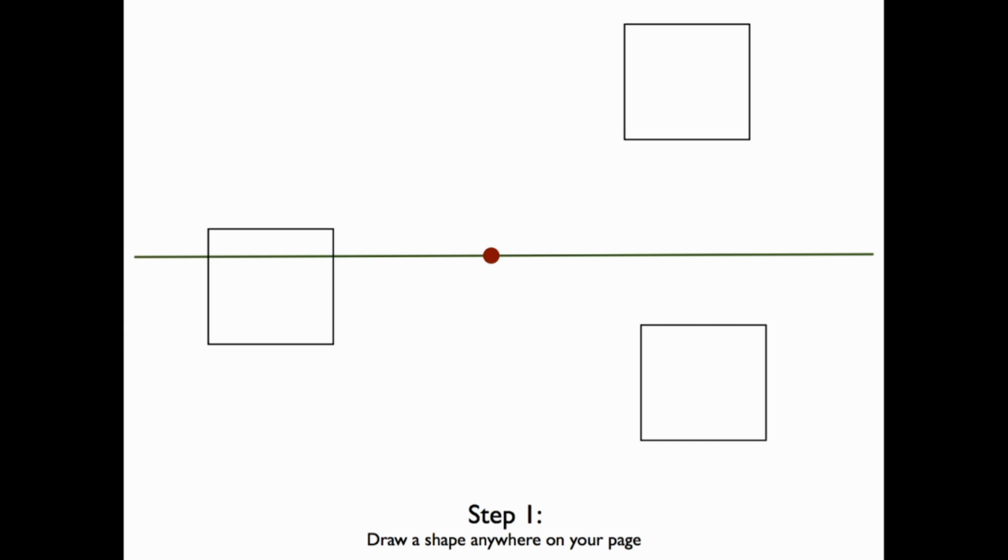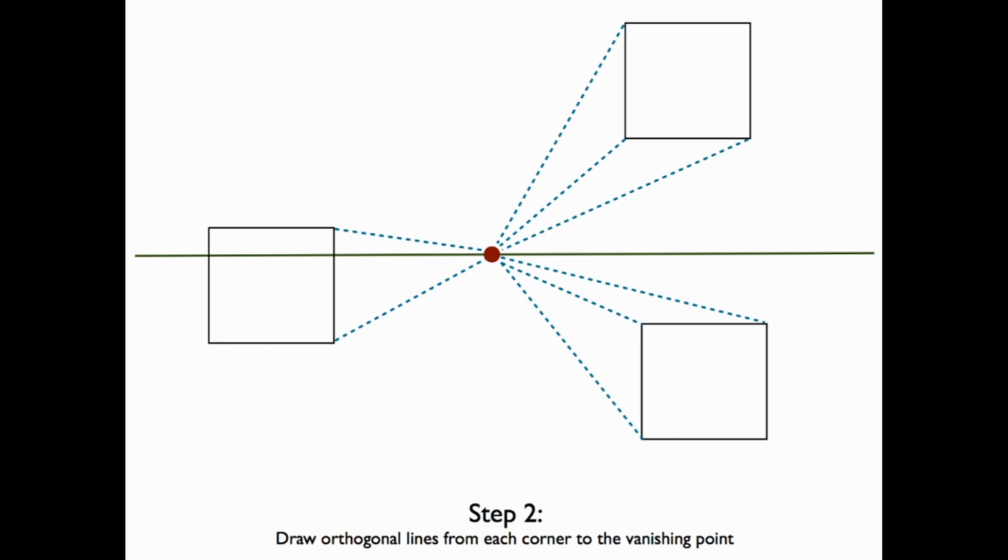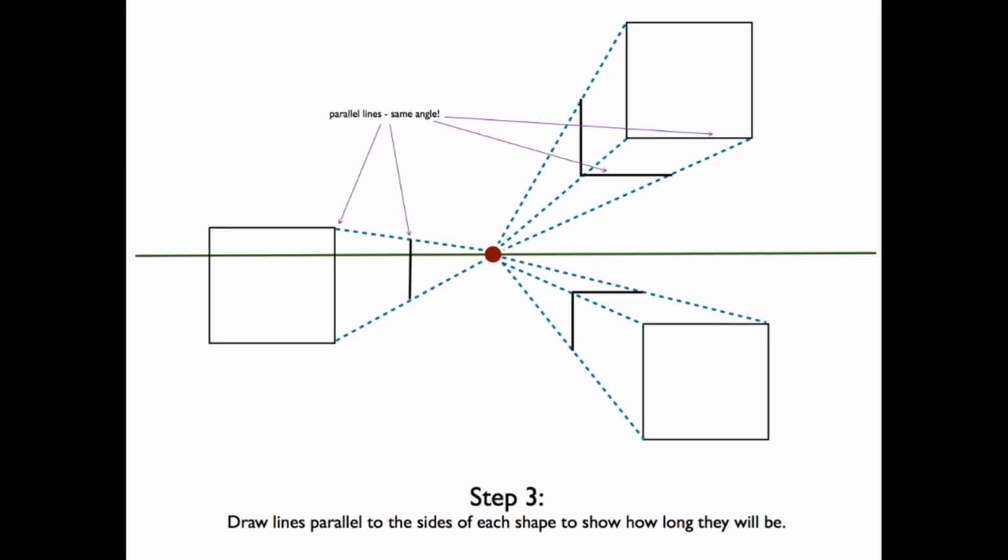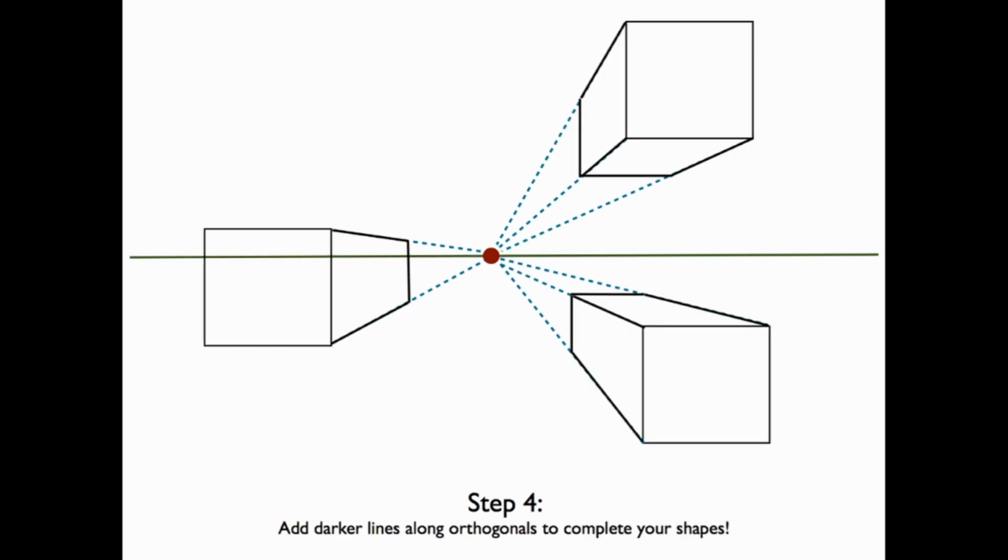So put your 3 boxes anywhere on the page. Now we're going to make some of those orthogonal lines going back to that vanishing point. Then let's make some parallel lines with our box, so we start to make some cubic looking forms. We'll kind of finish those boxes out.